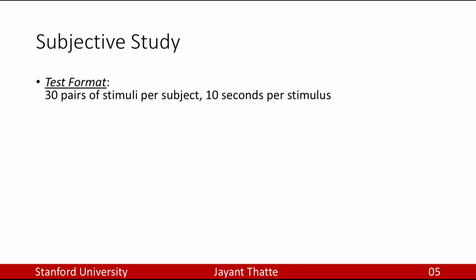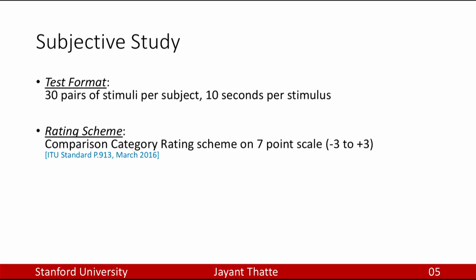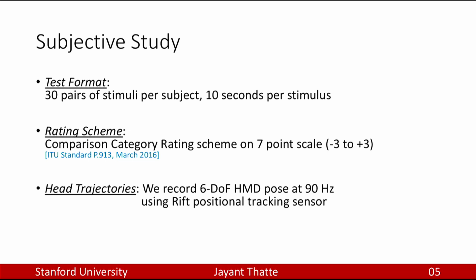Okay. The test format: we showed viewers 30 pairs of stimuli, where each stimulus corresponds to one of those 6 VR settings I mentioned earlier. For each pair of stimuli, they were asked to rate the second stimulus relative to the first one on a 7-point scale. So -3 means the second setting was much worse, and +3 is much better, and sort of uniformly in between. We also recorded the 6 DOF pose of the head-mounted display. This can be done natively using the Oculus Rift positional tracker. And we use this later to create the distribution. I'll talk about that later. And we had 17 participants in our subjective study.